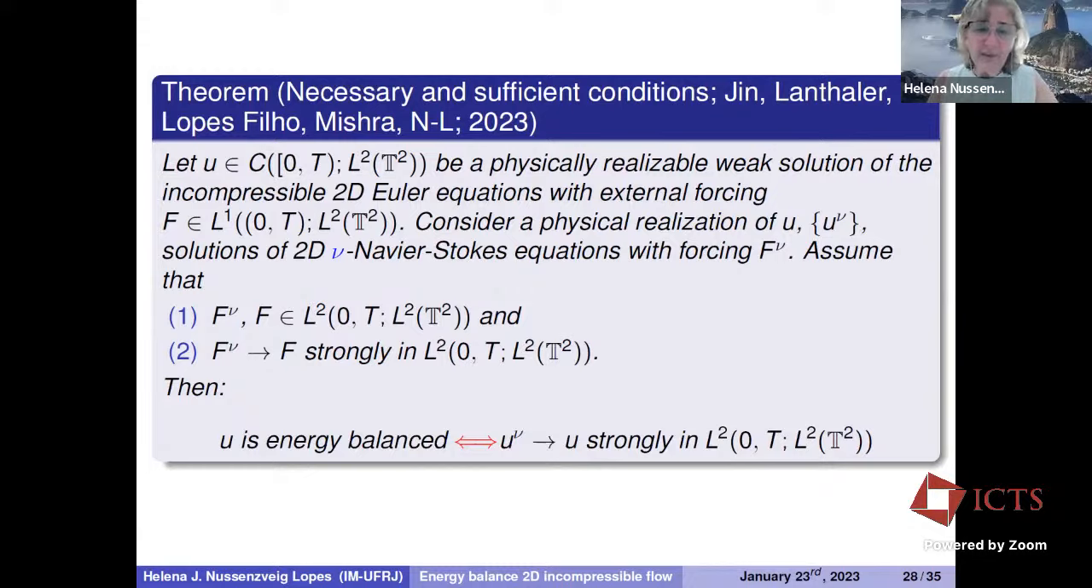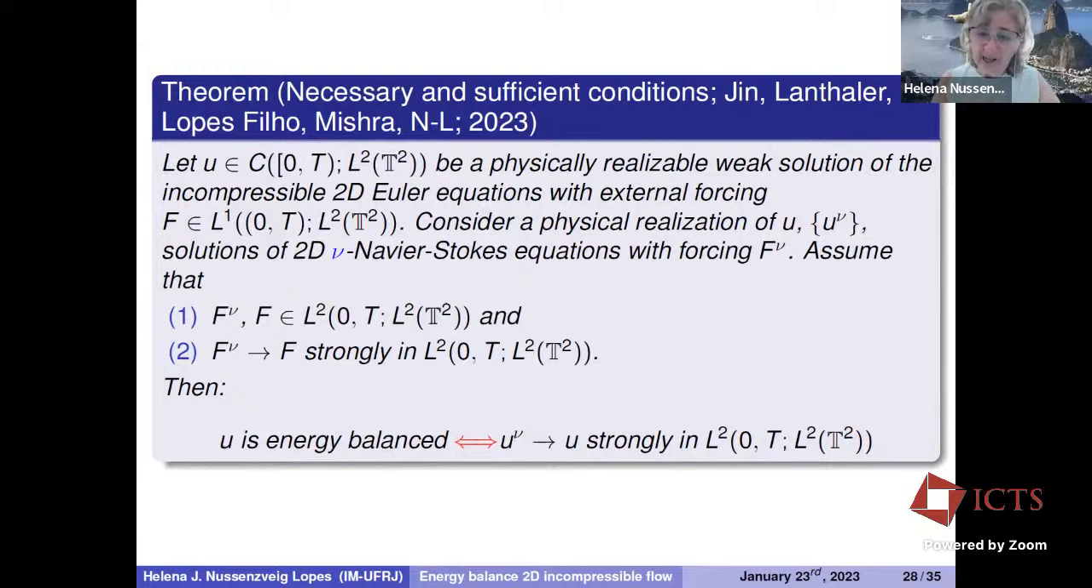Then U is energy balanced if and only if you have strong convergence of the vanishing viscosity limit in L2 in time, L2 in space. It's a very weak condition for strong convergence. It's not strong convergence in L infinity in time, L2 in the physical space. It's strong convergence L2 in time, L2 in space.